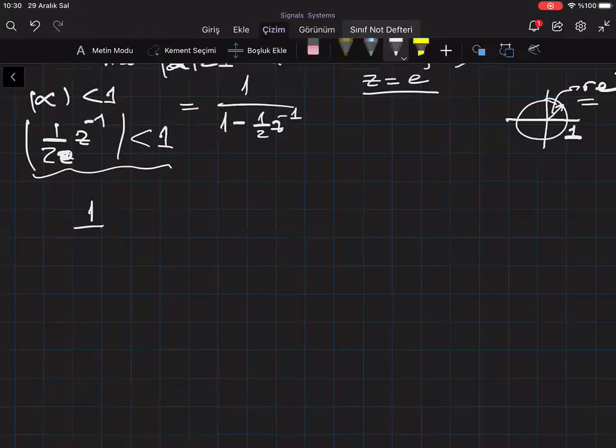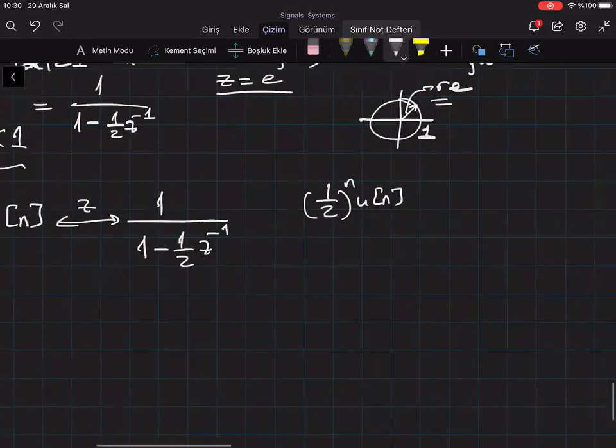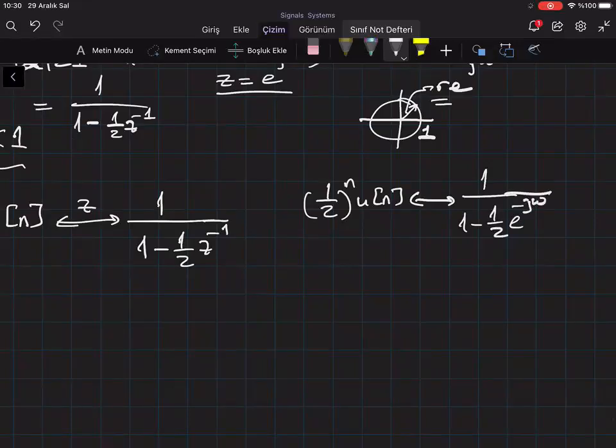Look, friends, if I have 1/2 to the power n un, its z transform is going to be 1 over 1 minus 1/2 z to the power minus 1. If you remember, for 1 over 2 to the power n un, its Fourier transform was 1 over 1 minus 1 over 2 e to the power minus j omega, right? Instead of this, we put z to the power minus 1. Same kind of approach.